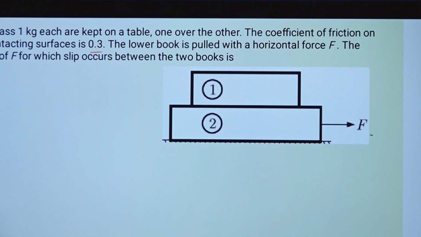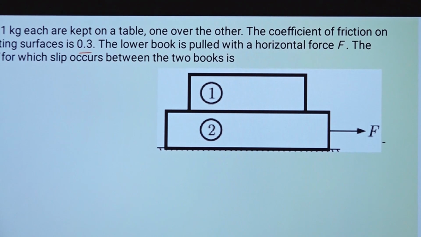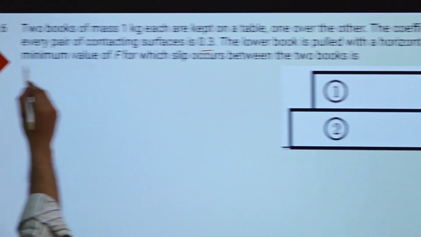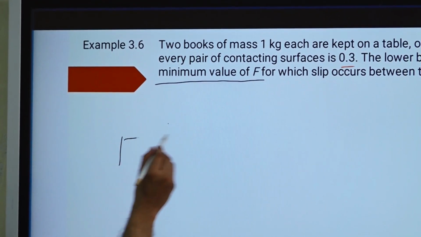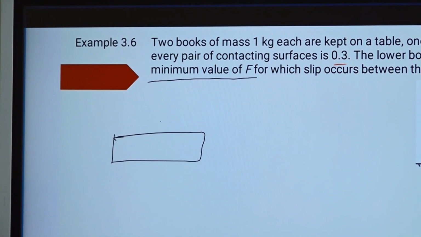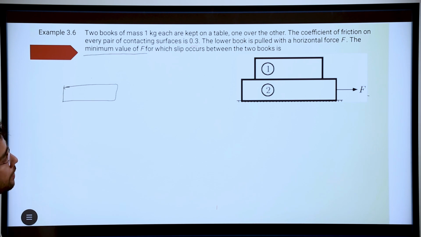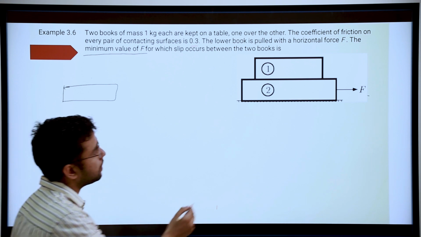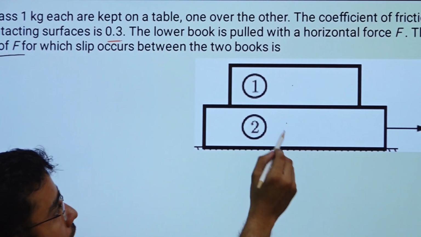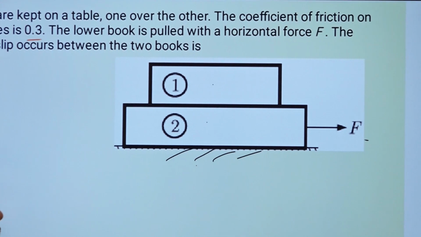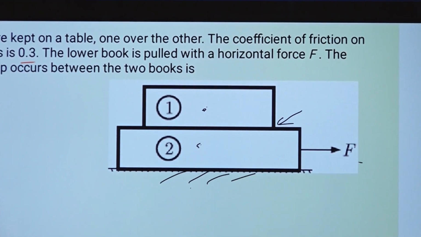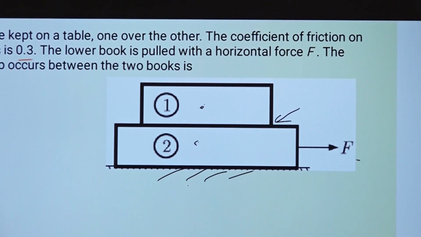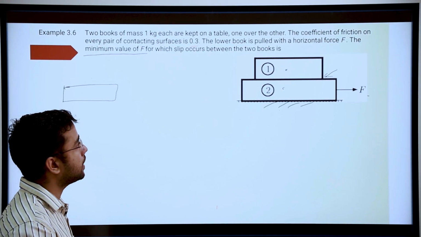Okay, so first thing first, we have to make the FBD. They are asking the minimum value of F, right? So first you make the FBD of the upper block. So this is the upper block, right? Whenever we are applying some force, there will be some friction between 1 and 2, and between 2 and the surface, right? So here only one contacting surface we have, right? At this contacting surface, we will be having some friction force.